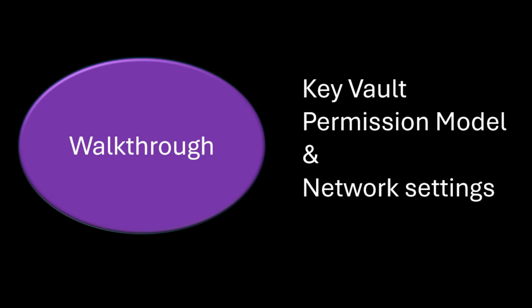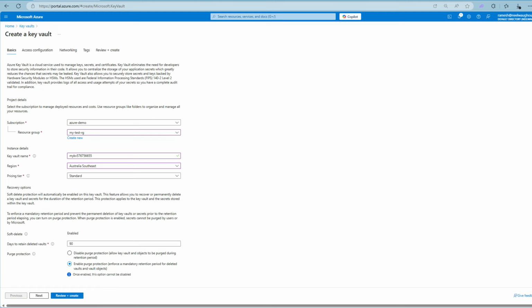In this video, let's understand key vault permission model and network settings. In this example, we are deploying the key vault in the Australia East region. Simply provide a name for the key vault and ensure that purge protection is enabled on the key vault. Purge protection is a must setting for the encryption keys. Leave the default settings as they are. Once done, click Next to proceed.